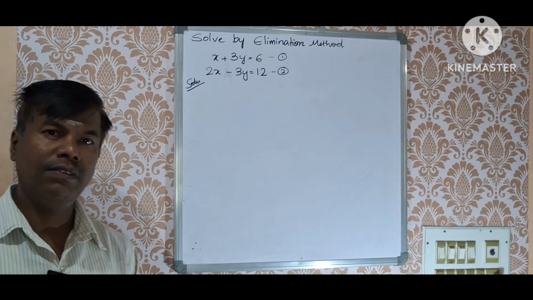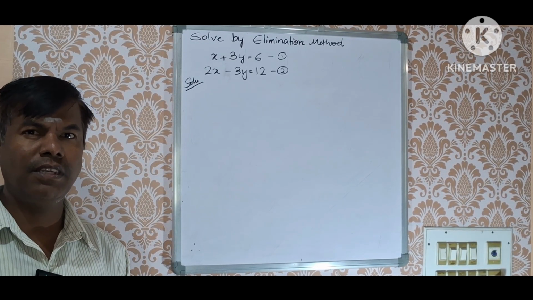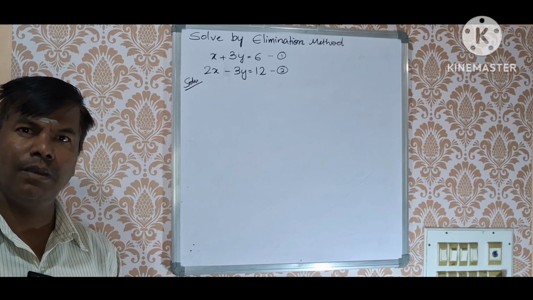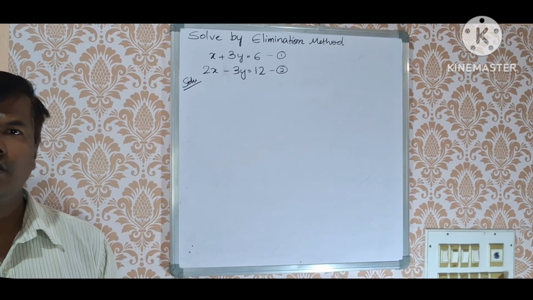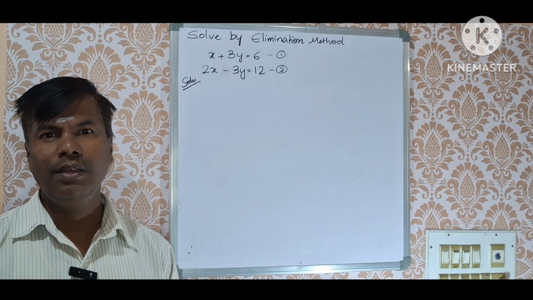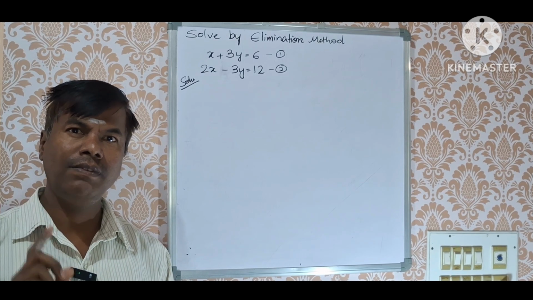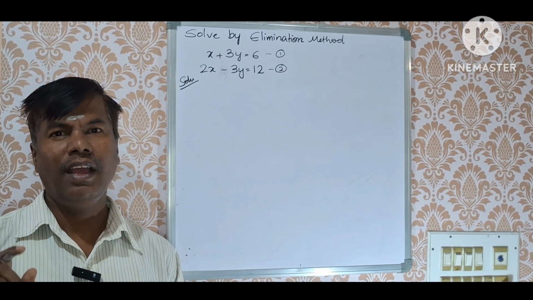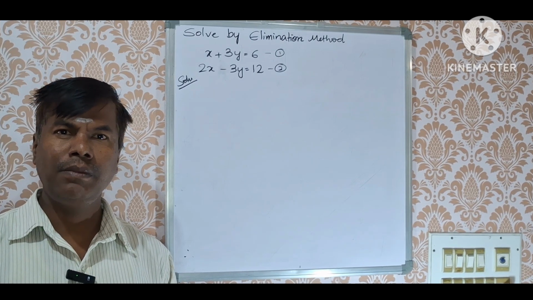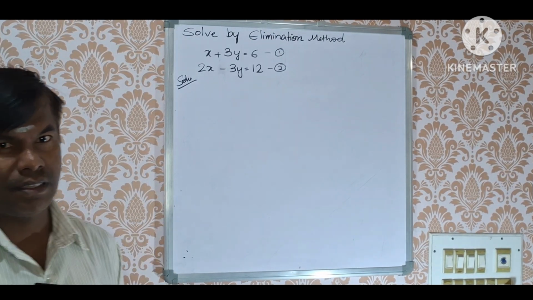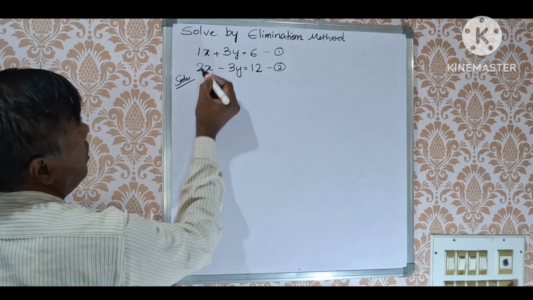Solve the pair of linear equations by elimination method. The same problem we have done first by graphical method, second by substitution method. Now the same problem we are solving by elimination method. What is the procedure of solving a problem by elimination method? Write one equation below the other. See that the coefficient of any of the variables is the same, and cancel it by making opposite signs, and thereby solve for the other variable. For example, see here the coefficient is 1, the coefficient is 2.